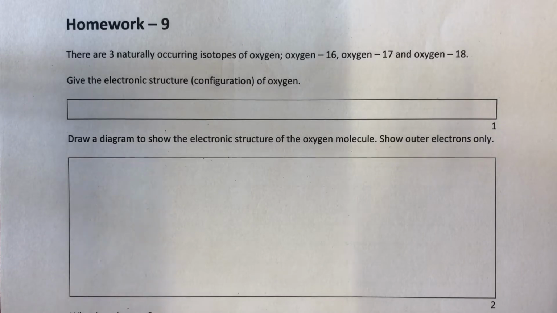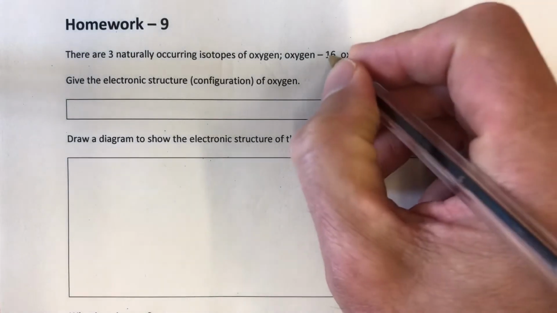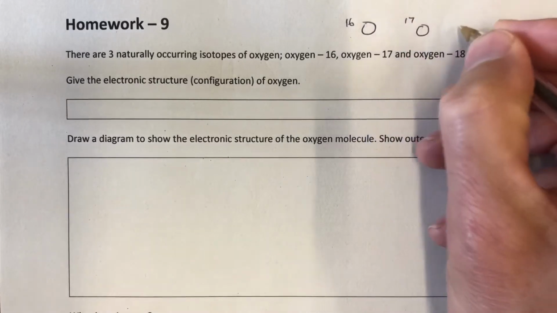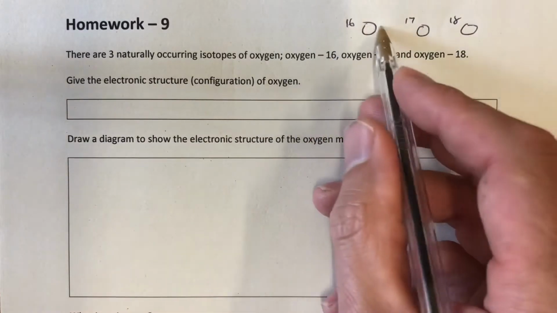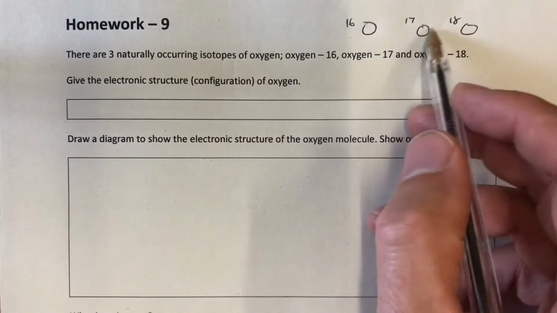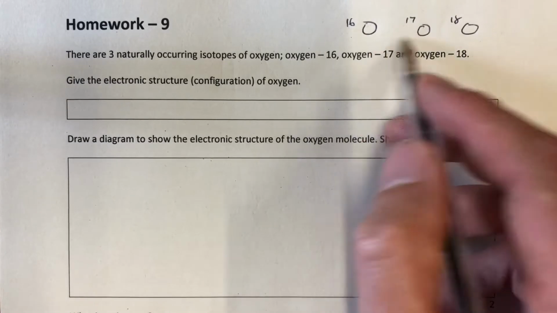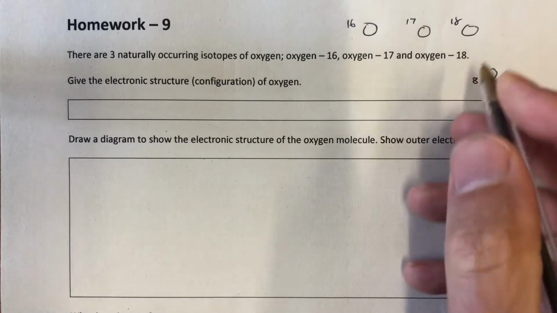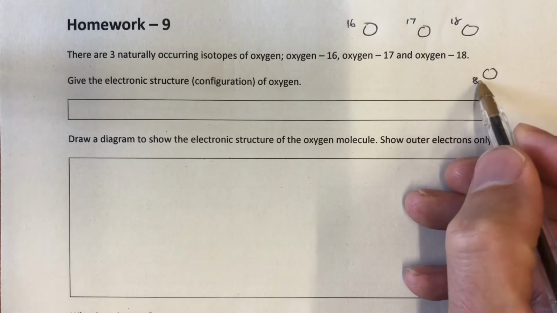Remember, it's possible to have different atoms of the same element. When it's written like this, this means oxygen with a mass number of 16, oxygen with a mass number of 17, oxygen with a mass number of 18. This isn't a minus here, this is a mass number. So it's possible to have 3 different isotopes of oxygen, 3 different atoms of oxygen. The important thing to remember, of course, is that oxygen is oxygen because it has an atomic number, a proton number, if you like, of 8, which means it has 8 protons in the nucleus.